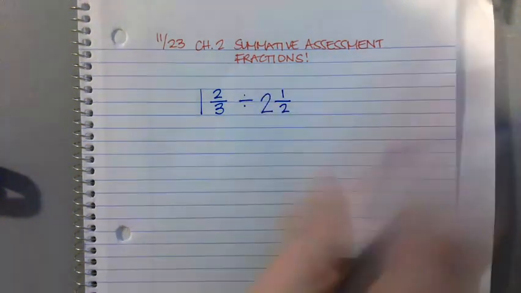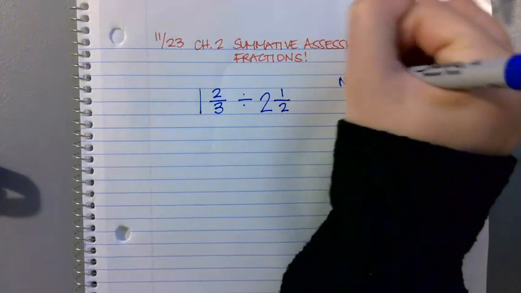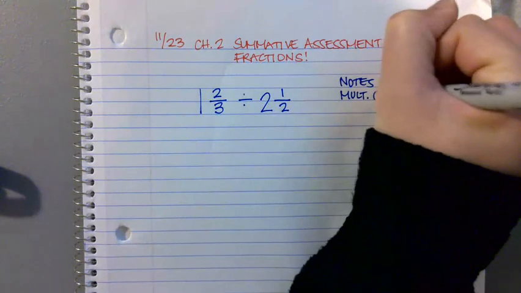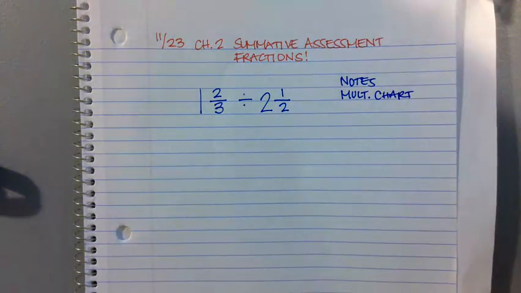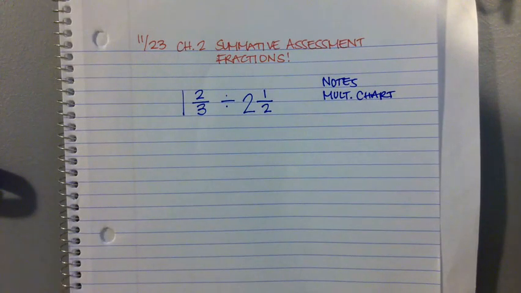So, a few things that you could use on this assessment are your notes and a multiplication chart. We have a multiplication chart available for you on our Schoology page. Please print that out or pull it up as a separate tab on your screen. You can also Google one if you find one that works better for you.